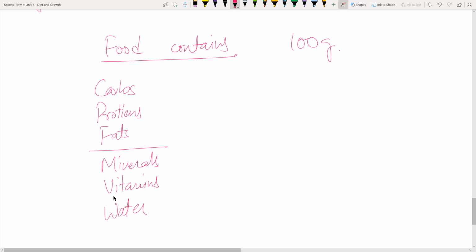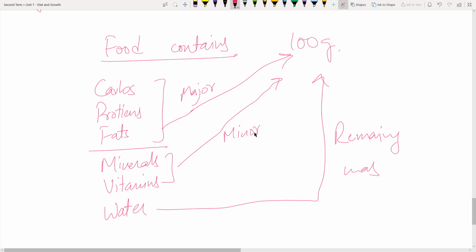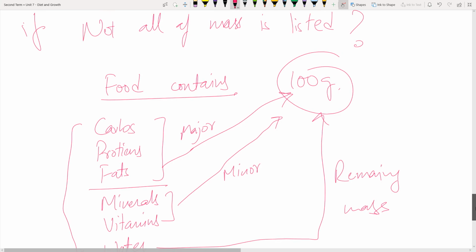So if all of these are not adding up to 100, then the remaining mass goes here. And this works the other way around as well. This should be the major part of it, and these two are the minor part of it, with some quantity, and the remaining mass would be this. So the mass of all these should add up to 100 grams. This is just a general understanding.